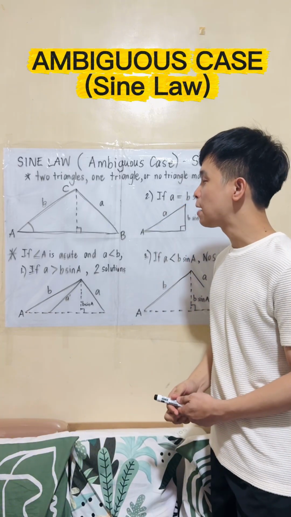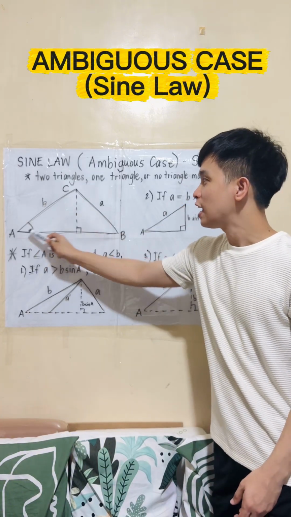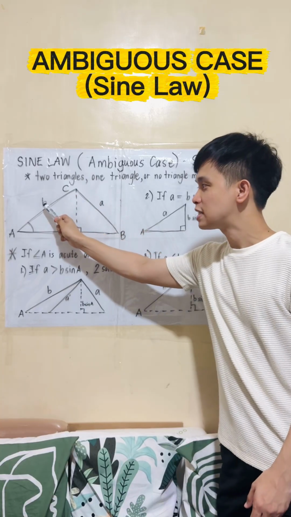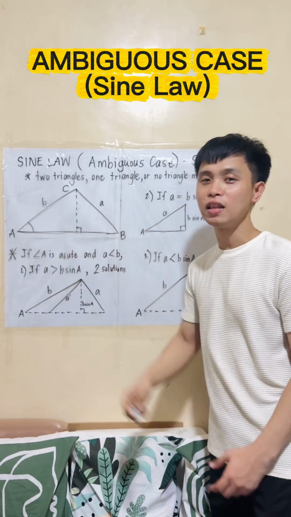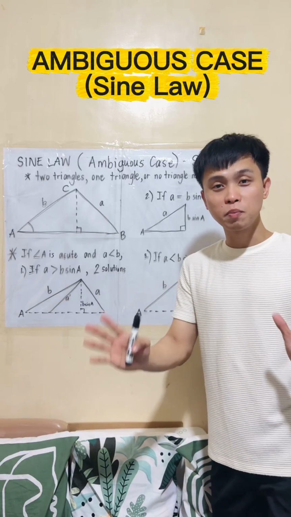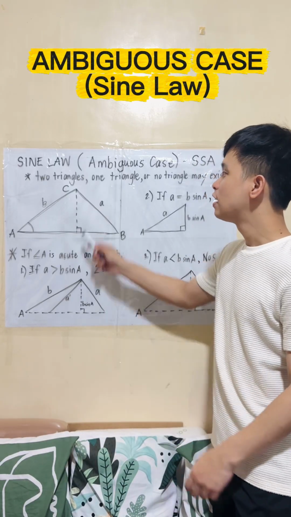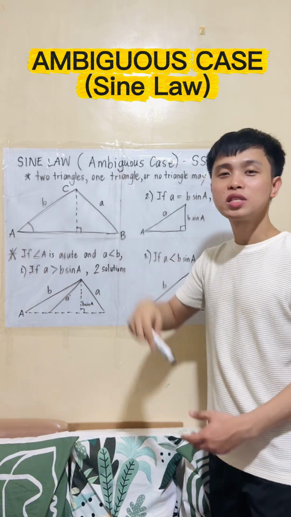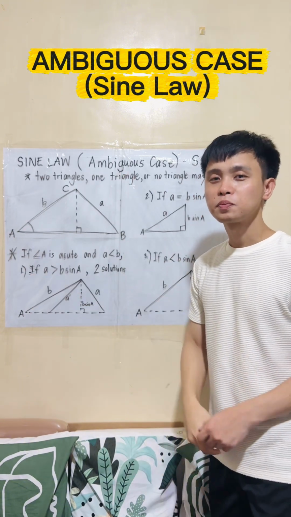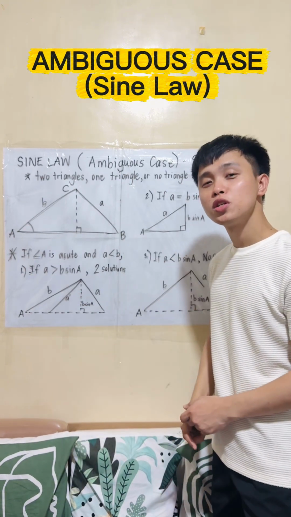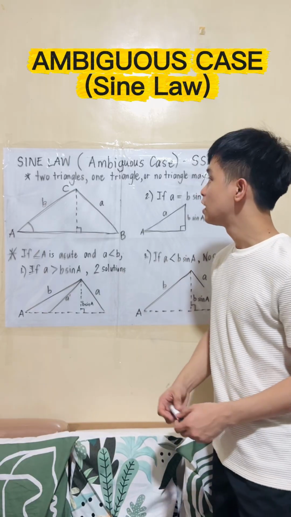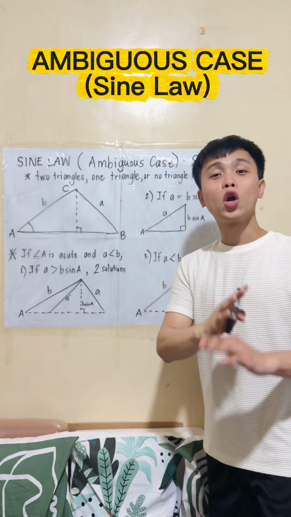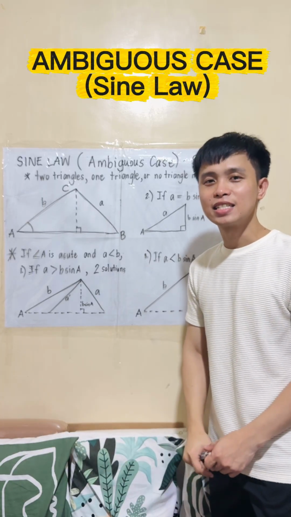So let's say, for example, we have here triangle ABC. Side A is given, side B is given, and angle A is given. Let's say, for example, there are measurements given. Then we have side, and angle. Then an ambiguous case will occur. The number of possible solutions in these cases varies. We may have two triangles, one triangle, or no triangle may exist.